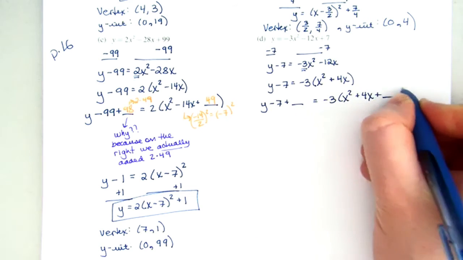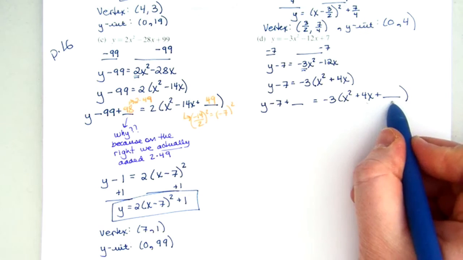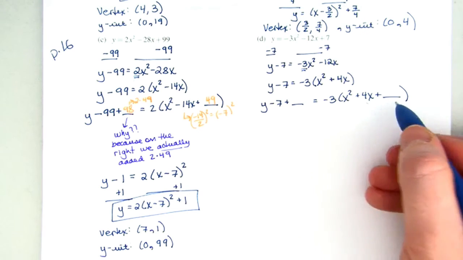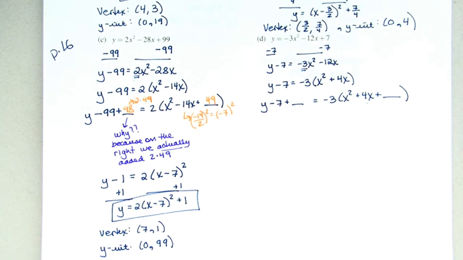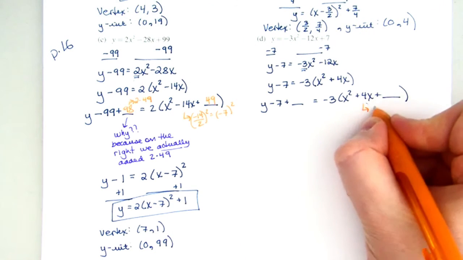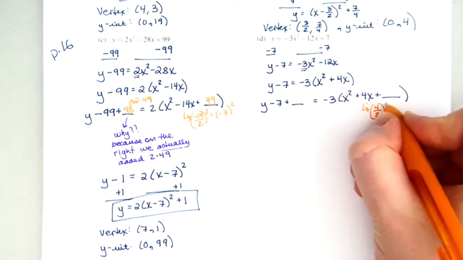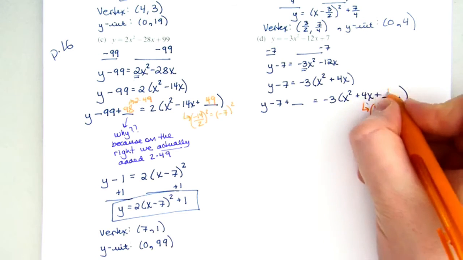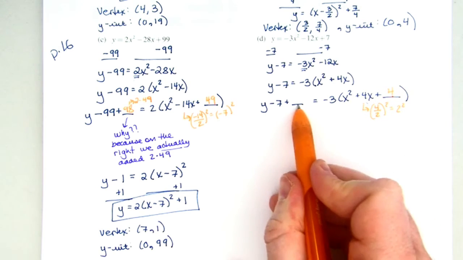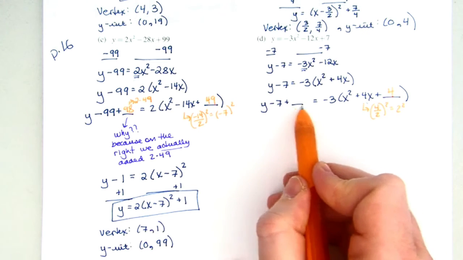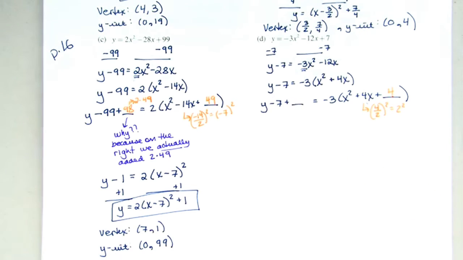You're going to help me out here. What am I going to add inside the parentheses on the side with the x's? I think we need to do half that middle number squared. That's 2 squared. That's 4. Stick a 4 there. I'm not doing that to this side, though. How am I going to balance it out on the left? What am I going to add to the left?